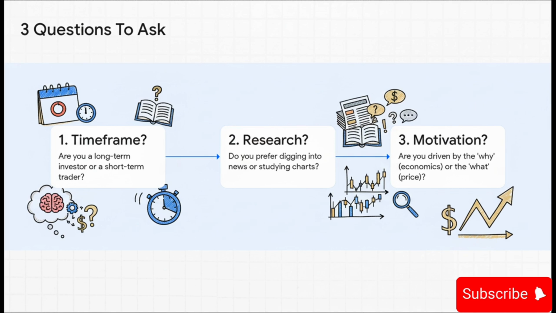First, what's your time frame? Are you in this for the long haul, or are you looking for quick moves? Second, what do you actually enjoy doing? Would you rather spend your time reading up on the global economy, or do you love the puzzle of a price chart? And finally, what fascinates you more? The deep why behind it all, or the immediate what of what's happening right now?